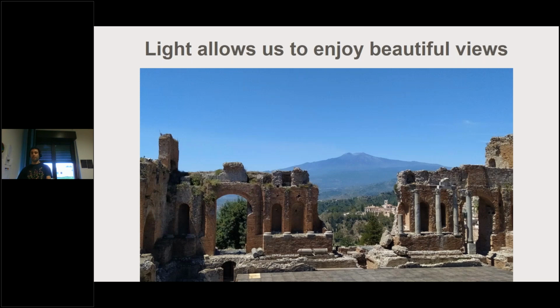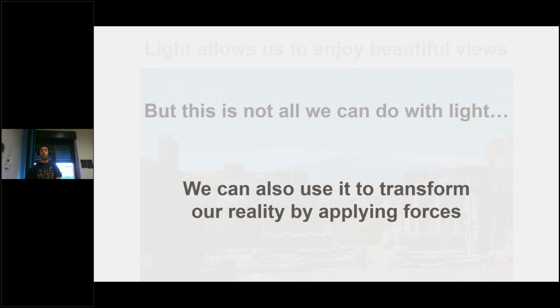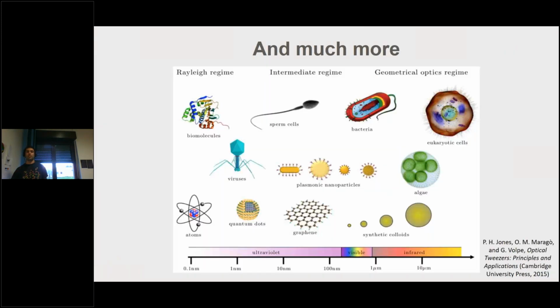So light allows us to enjoy these beautiful views, but we can do much more. It's not only something that allows us to get information from the environment. We can also use it to transform our reality by, for example, applying forces. So if we have a highly focused beam, we can trap from cells, like the ones that constitute our body, to atoms. And this is not all. We can also trap viruses, we can trap biomolecules, or we can even trap 2D materials like graphene.